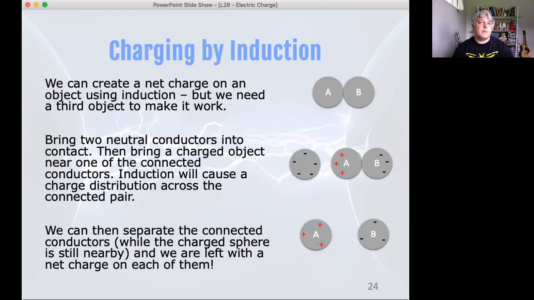And if you separate A and B while that negative charged object is still nearby, those electrons now have no way to get back from B to A. If you then take away the negative object, A and B will end up with uniform charge distributions, but they will no longer be neutral. Now A will be slightly positive and B will be slightly negative because some of the electrons from A got pushed onto B while they were touching when that negative charge was brought nearby, causing a charge induction. So you can use induction to create a charge on two different objects by causing the electrons to move from one object to the other.